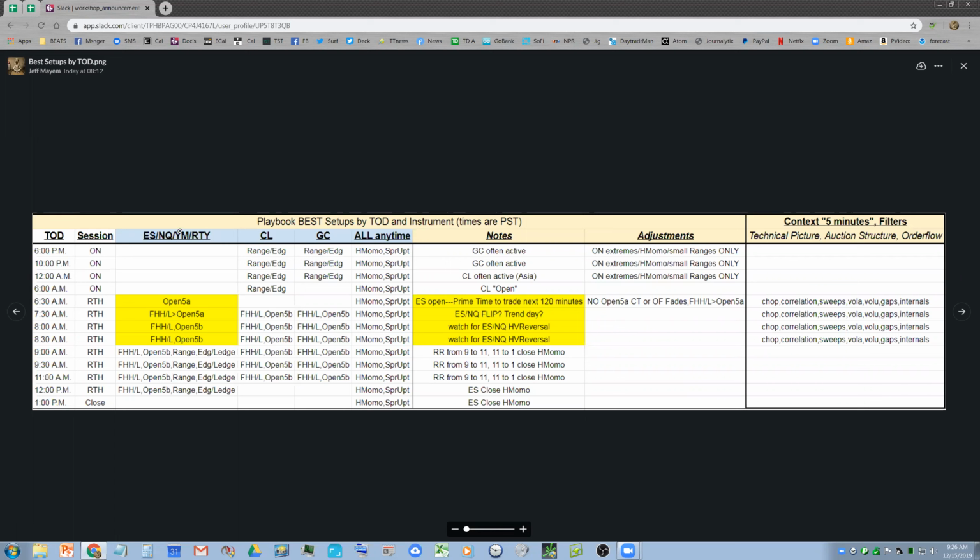Instruments: I've got the ES, NQ, YM, and RTY all grouped together because those are the indexes, and they don't always correlate, but when they do, it's relevant. As you know, CL and GC I trade by themselves. And then "all, anytime" just means that for any one of the instruments at any time of the day or night, HMOMO and spring and upthrust setups are valid. So you pretty much don't need to do any filtering if you're looking at those setups.